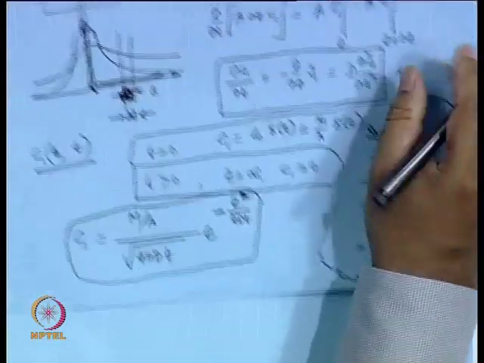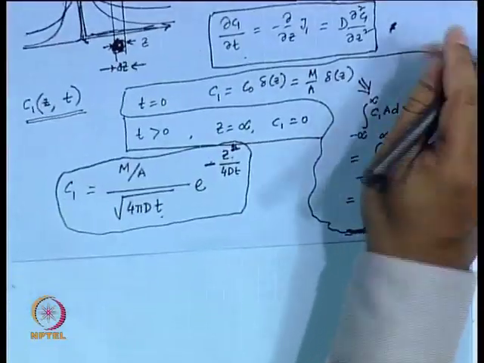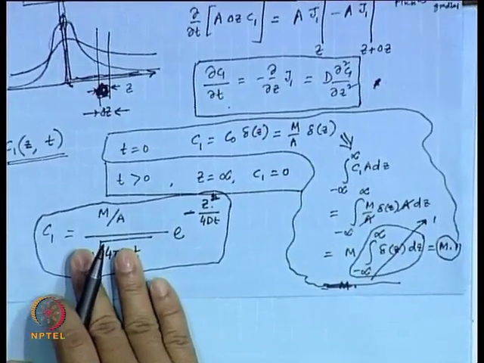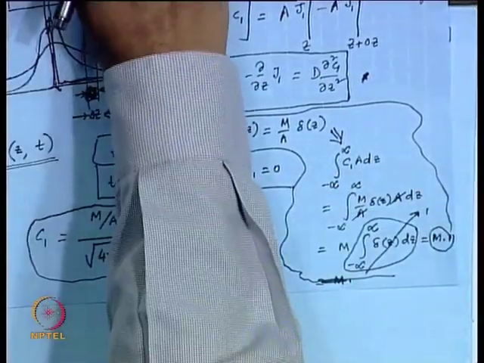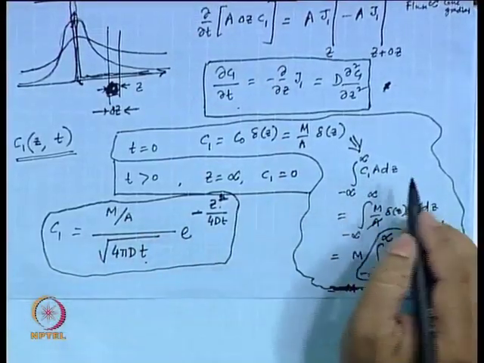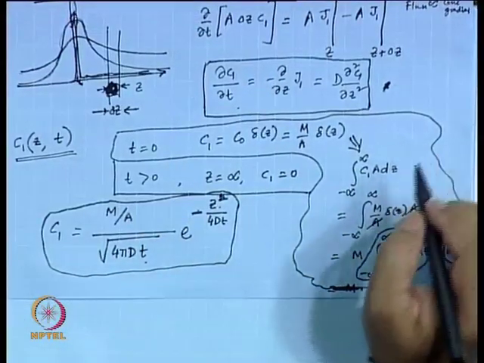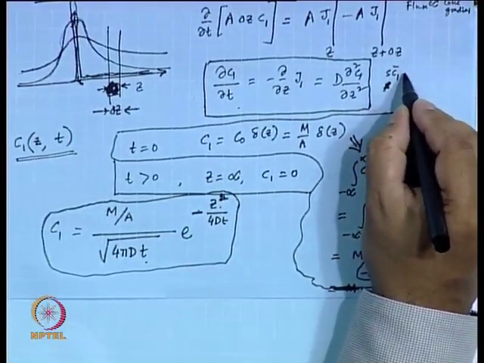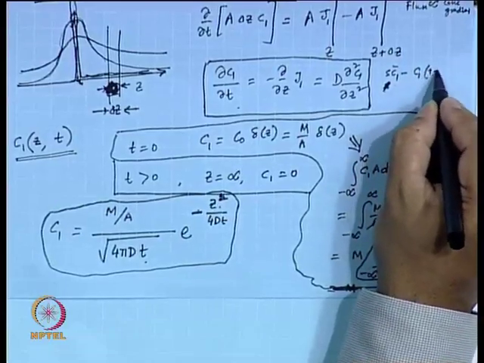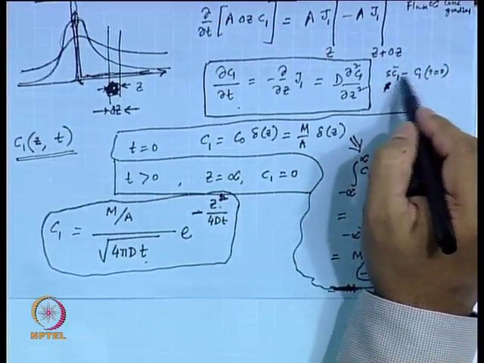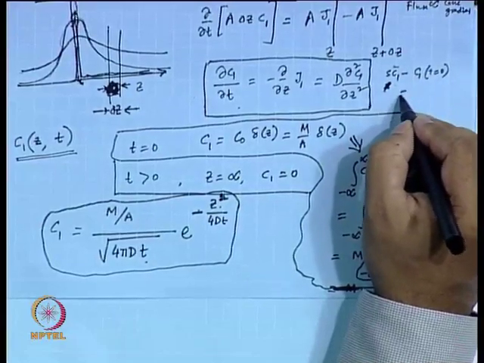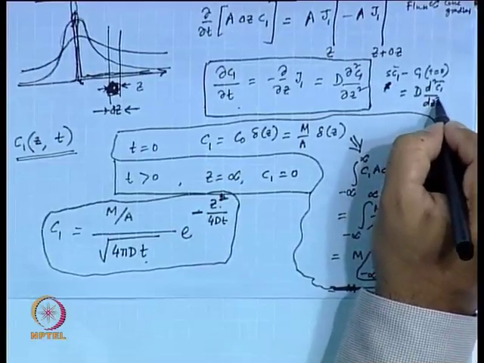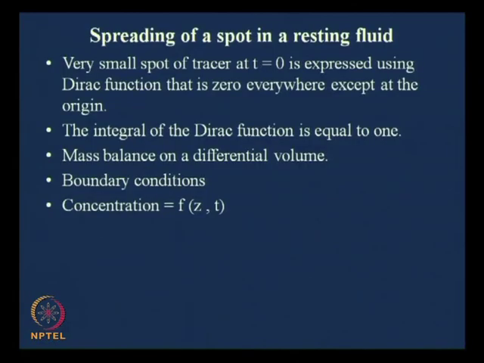Say you write it in Laplace transform, then this would appear like this: S C1 bar minus C1 at t equal to 0, that is the Laplace transform of del C del t, and that is equal to D d square C1 bar dz square. I can write it on a fresh page, I do not have any space here.